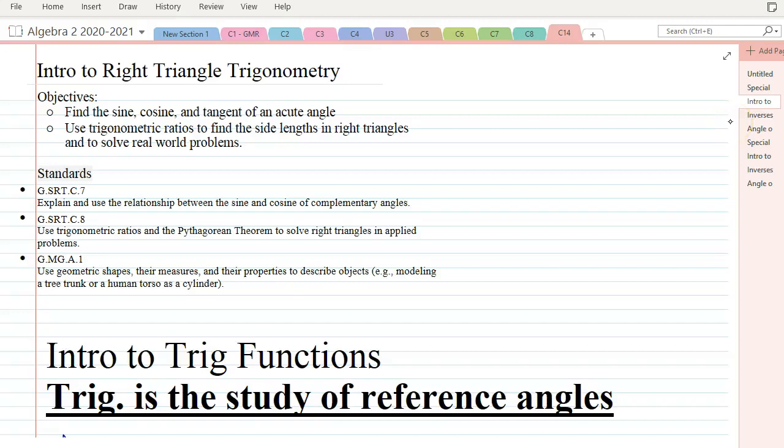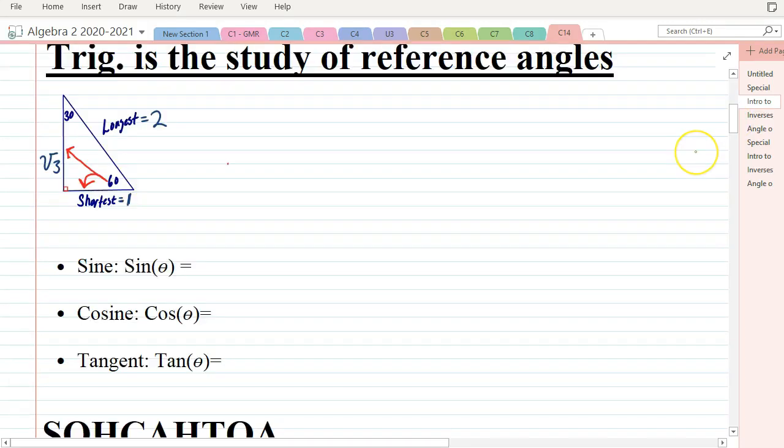This is an introduction to right triangle trigonometry. Trig is the study of reference angles. The reference angle is the angle that you are looking from. So if I am looking from the 60, I'm looking at the adjacent, which is the shortest, and I'm looking at the opposite, which is the square root of 3.